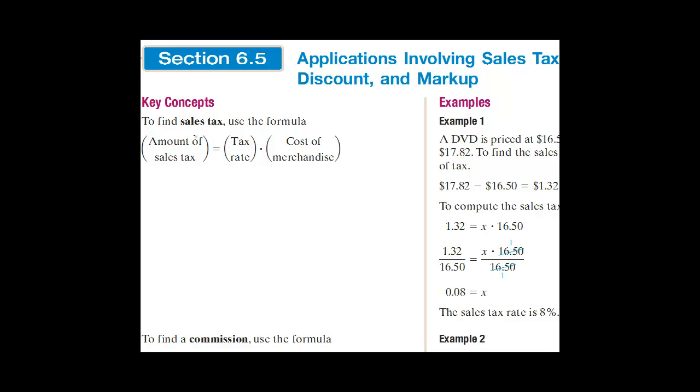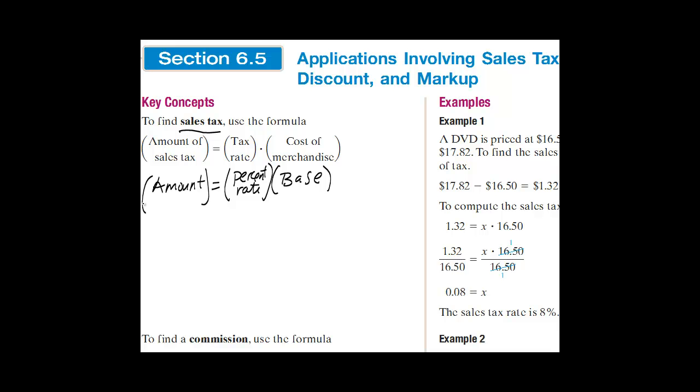For instance, the amount of sales tax. To find sales tax, we use the formula amount of sales tax equal to the tax rate multiplied by the cost of the merchandise. We can see the cost of the merchandise is the base, the tax rate here is our percent rate, and that would equal our amount. Same exact format, just an application. So to find the amount of sales tax, we take the tax rate and multiply it by the cost of the merchandise.